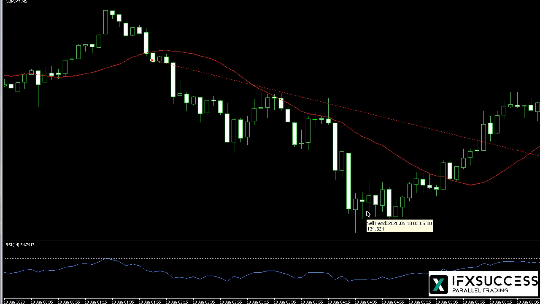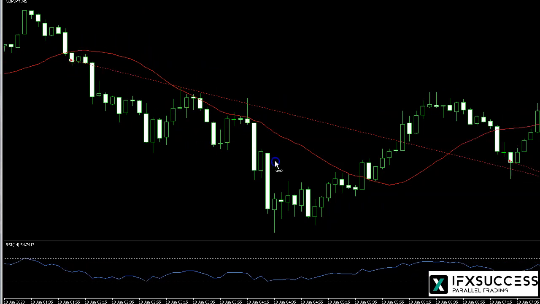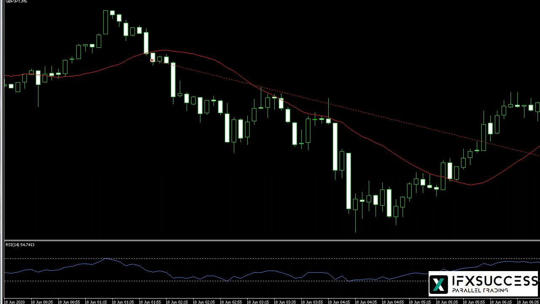Now we're going to talk about the other strategy, which is actually one of my favorites. We're going to compare it a little bit with this one. It is going to give us an entry before this one, based on another technique, but it is also based on the 1 hour.